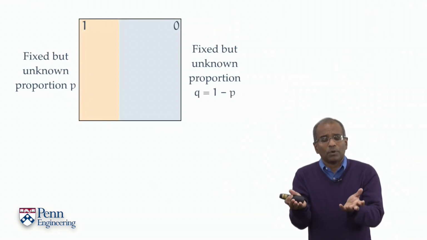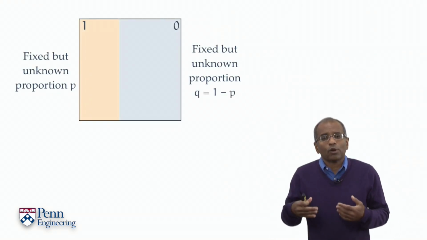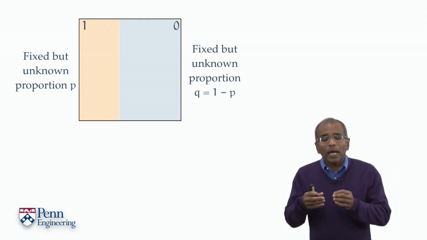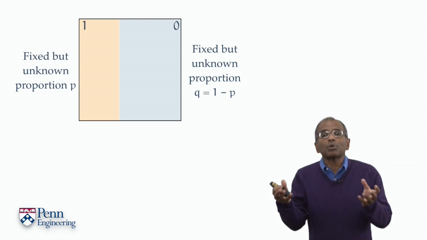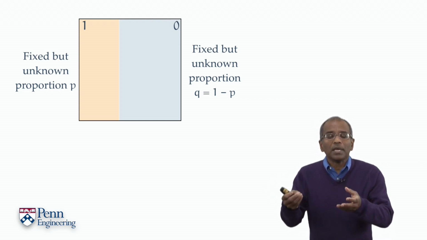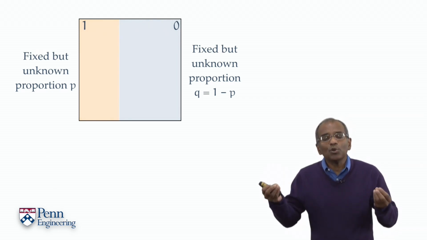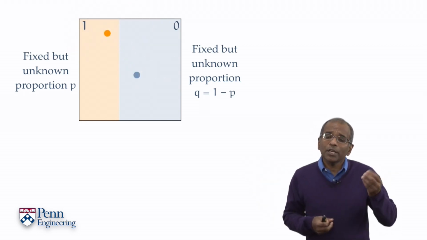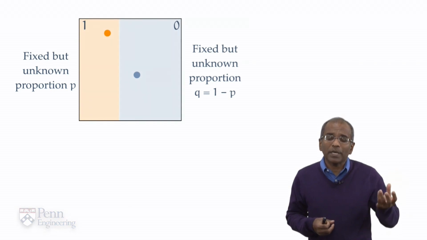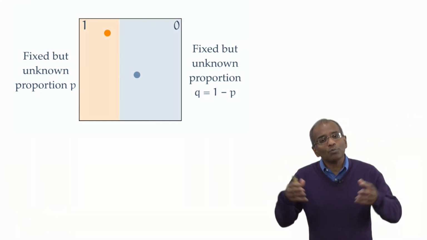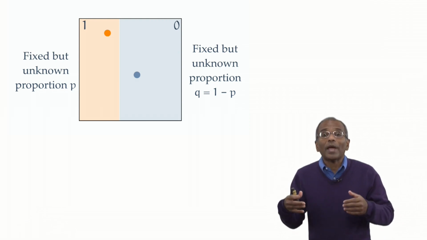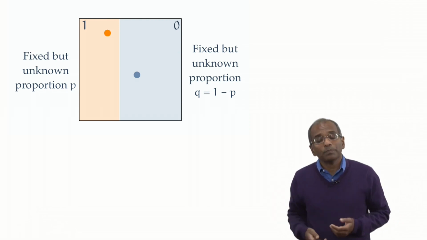In this setting, one can imagine actually a physical population of two kinds of objects, say call them 1 and 0, defective and non-defective, for example. And they exist in a certain proportion. Let's say P is a fixed but unknown proportion of objects of type 1. And let's say Q, equal to 1 minus P, is the fixed but unknown proportion of objects of type 0. Our objective is to try to estimate P and Q.